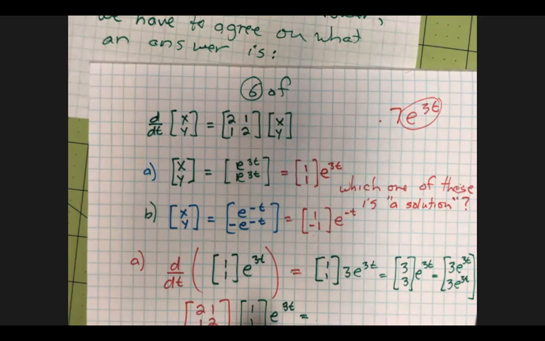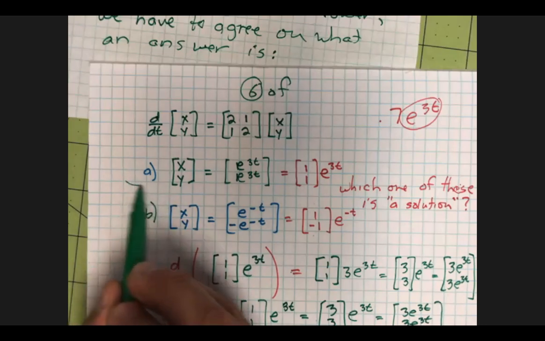2 times 1 plus 1 times 1, 3. 1 times 1 plus 2 times 1, 3. I'm doing fast matrix multiplication, though. But that's (3, 3) e^(3t), or if you like, (3e^(3t), 3e^(3t)). So what did we just find out? There's the answer.